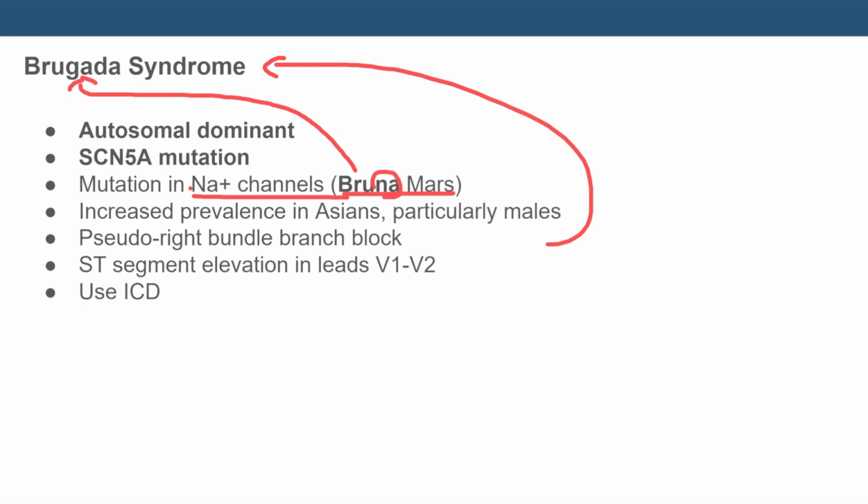Or they might say what's the inheritance. You can pick autosomal dominant. Or they might say what's the treatment you're going to use. Primarily to prevent sudden cardiac death, you're going to use an ICD. And what is an ICD? This is an implantable cardioverter defibrillator.